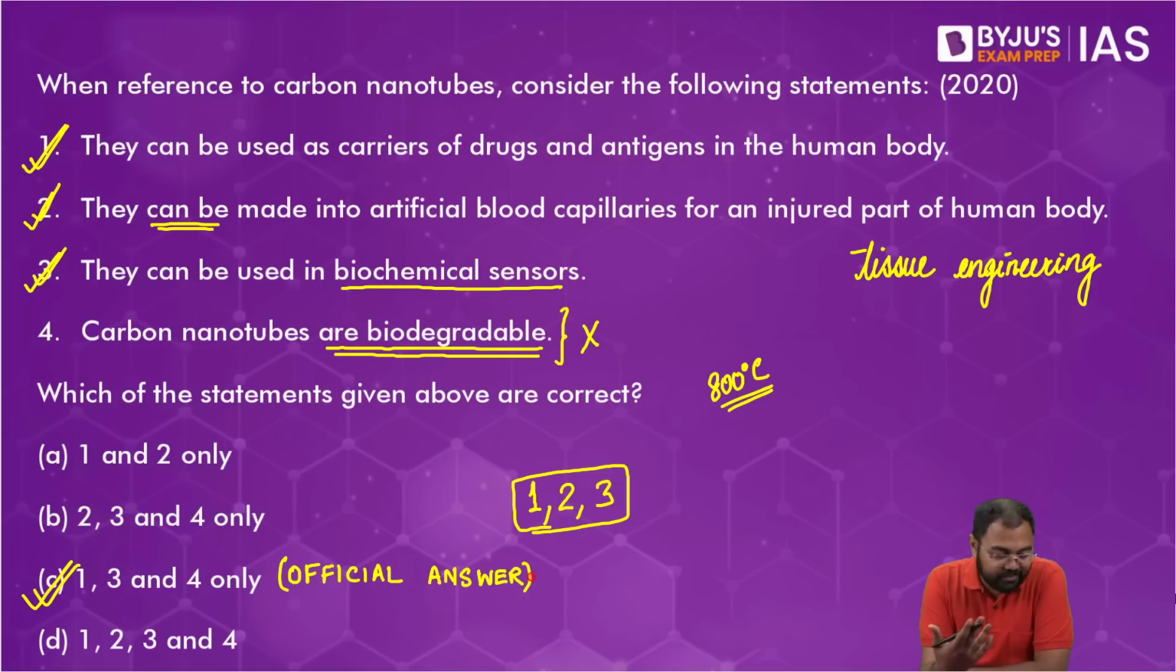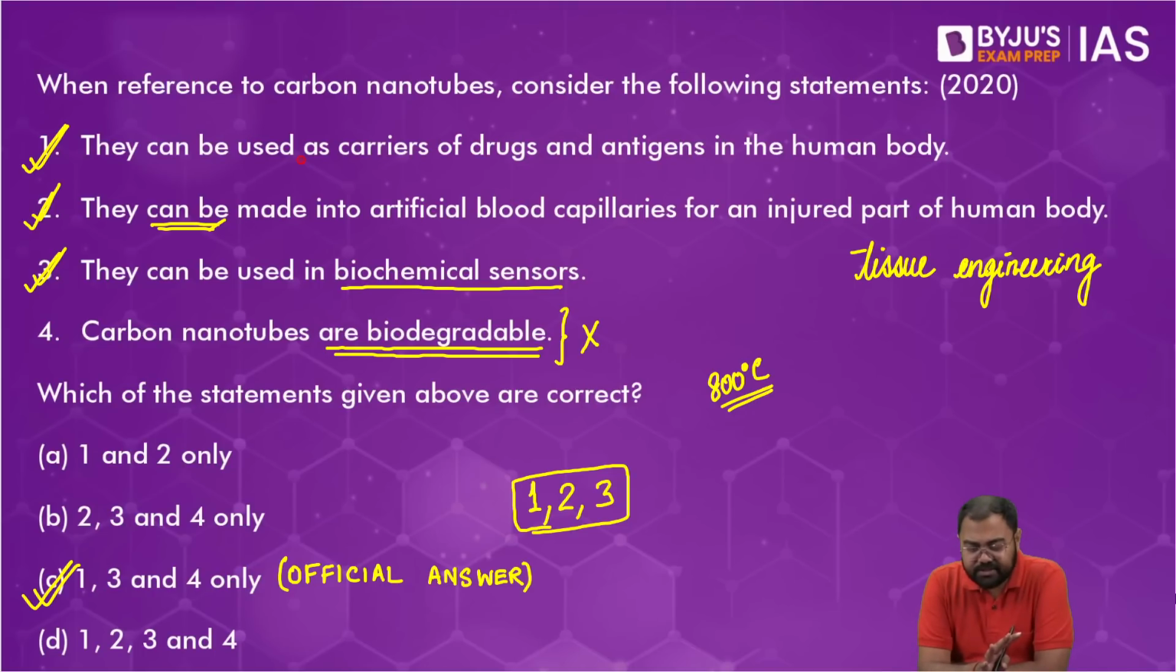But statement number 2 is not correct. I mean, sorry, it's not wrong because it says "can be." If the statement was that they have been made, then obviously it was wrong because we haven't been able to do that until now. But when you say that "can be" is wrong, you're saying that in the next 100 years also, scientists will never be able to achieve something like this. So making such an extreme statement, I don't know why.